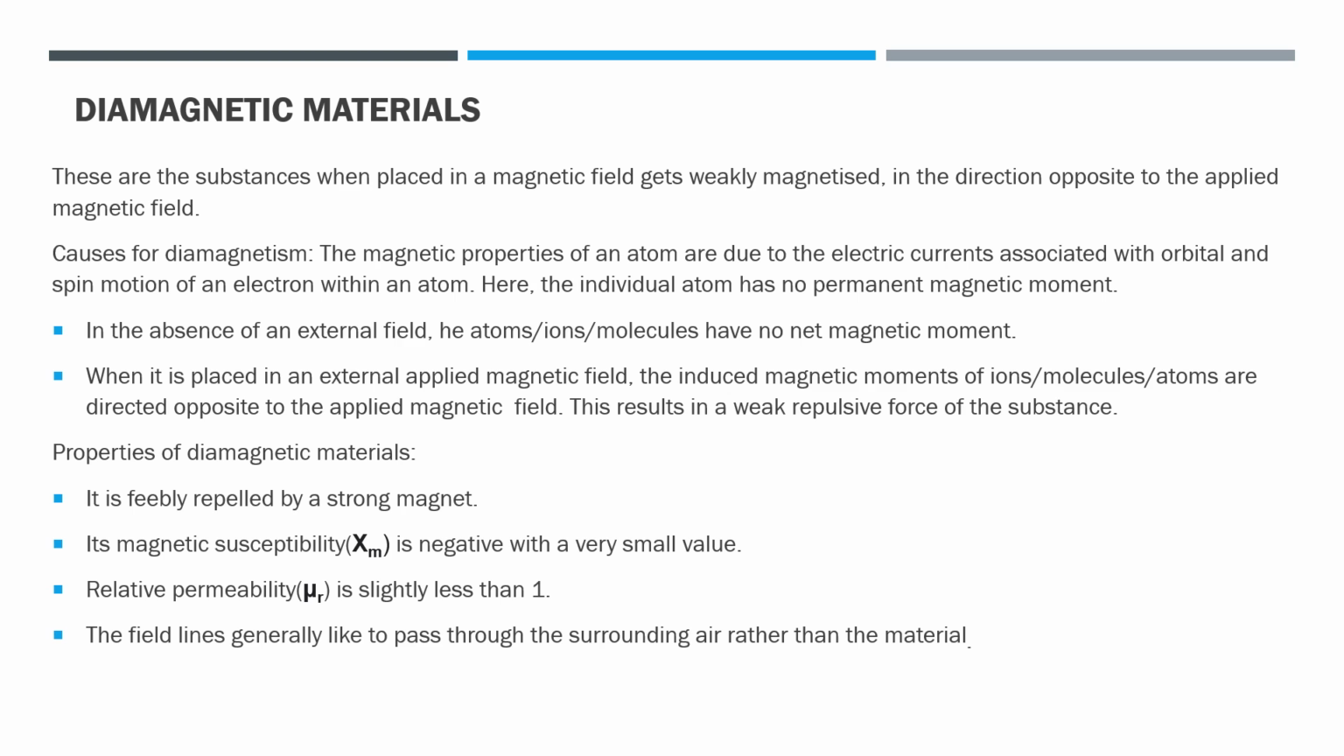And now the properties of the diamagnetic material. It is feebly repelled by a strong magnet. Its magnetic susceptibility is negative with a very small value, and its relative permeability is slightly less than 1. And we know that the relation between the magnetic susceptibility and relative permeability is given by μr equals 1 plus χm. And the field lines generally like to pass through the surrounding air rather than the material.